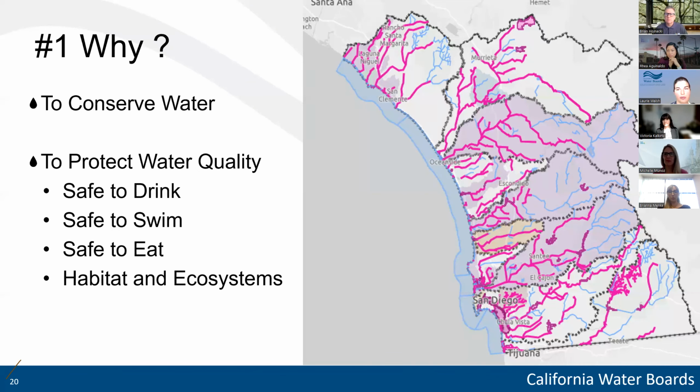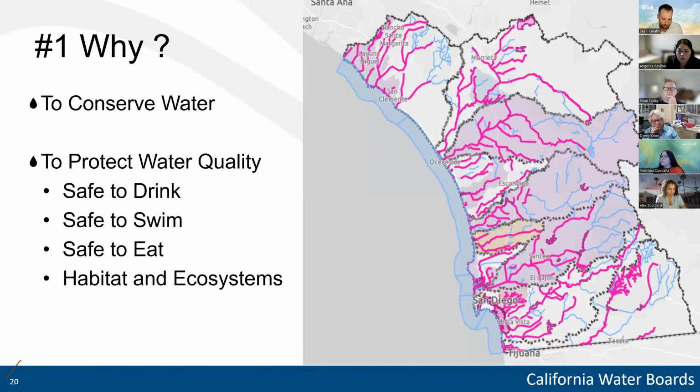The second part is to protect water quality. This graphic right here, with all of the pink lines, is the San Diego Regional Board's boundary. The state of California is divided up into nine regional boards, of which your maintenance assessment districts are within Region 9, within the city of San Diego. And these pink lines are all of our state waters and federal waters that are impacted by pollutants. They are impaired because of our discharge practices in this region. The San Diego Water Board and the water boards in general have the authority to protect water quality so that the water is safe to drink, safe to swim, and safe to eat the fish that we fish from our oceans and bays, and so that our habitat and ecosystems are protected.